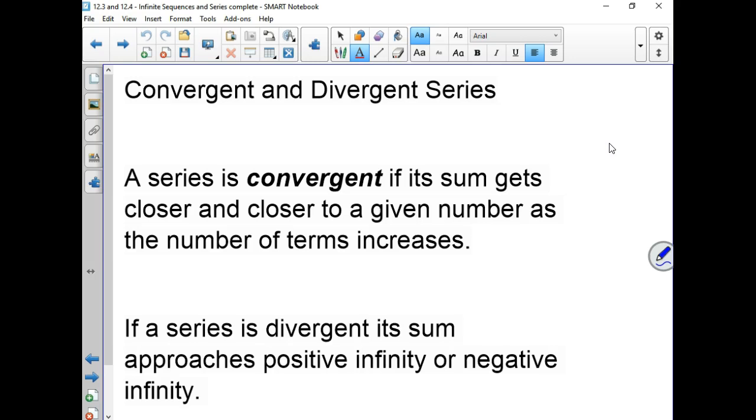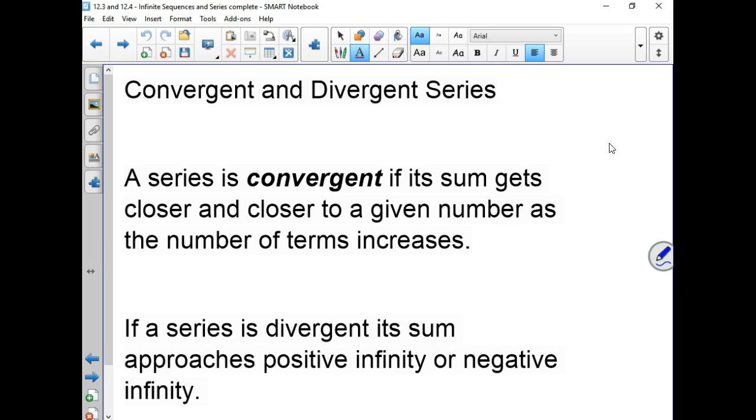We kind of saw that yesterday when we looked at numbers like 1, 1 over 2, 1 over 3, 1 over 4, 1 over 5, 1 over 6. That number just gets closer and closer to 0. So its sum is going to get closer and closer to the value. A series is divergent if it just gets bigger and bigger, or smaller and smaller.